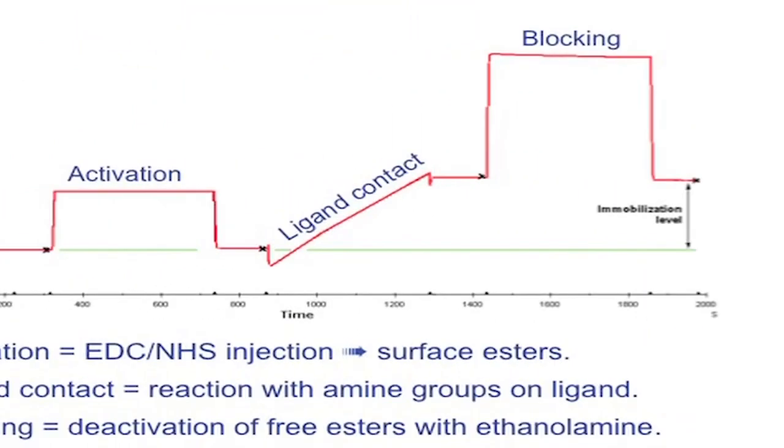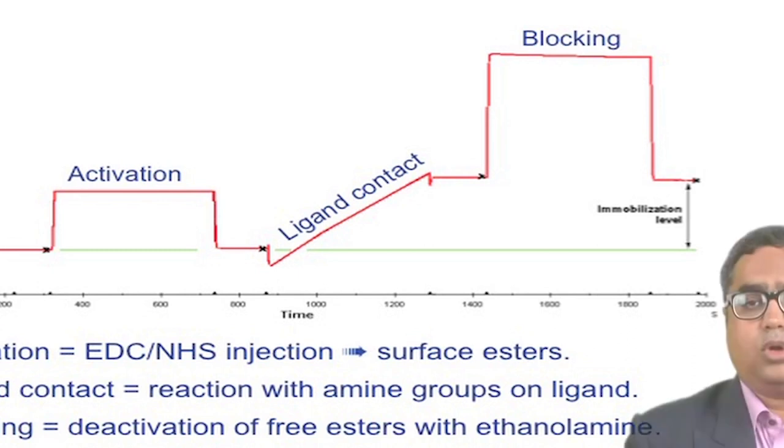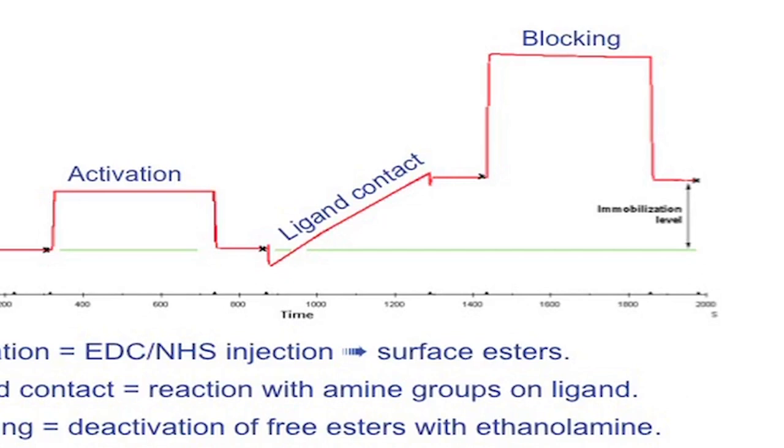We will take one example here, which is amine coupling, a very common way of coupling proteins on the sensor surface. The activation of the surface is generally done by the chemicals EDC and NHS, which activate the surface esters, and the molecules are covalently coupled through their amine groups on the surface of the chip. The extra groups that are activated are blocked by ethanolamine.